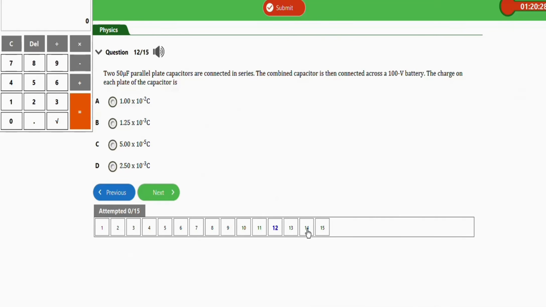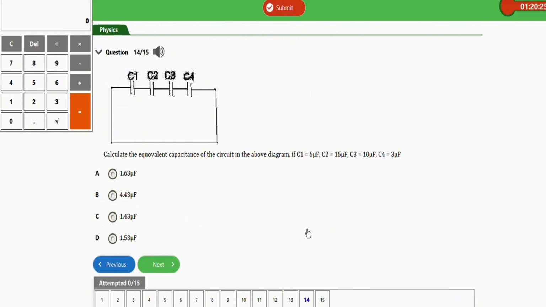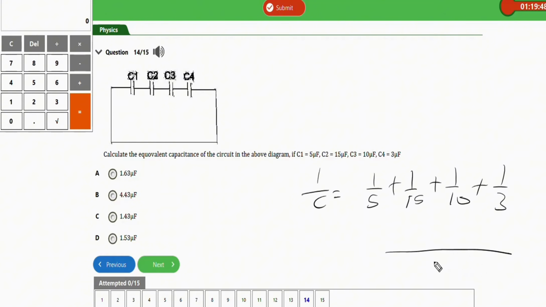So the next repeated question will be this one. It says calculate the equivalent capacitance of the circuit in the above diagram. So this is series connection, all of them. So this will give us 1 over C equals 1 over 5 plus 1 over 15 plus 1 over 10 plus 1 over 3. So the LCM here will be 30. So 5 into 30, we have 6, plus 2, plus 3, plus 10.